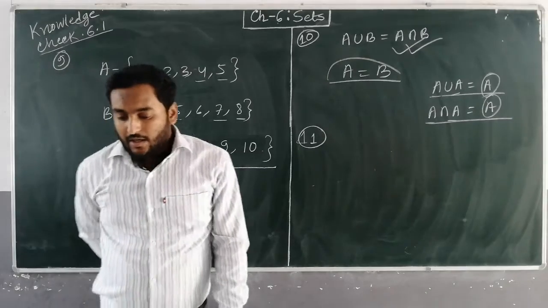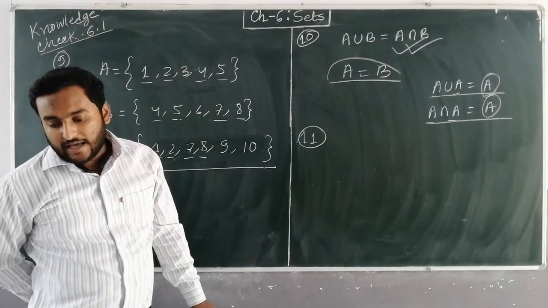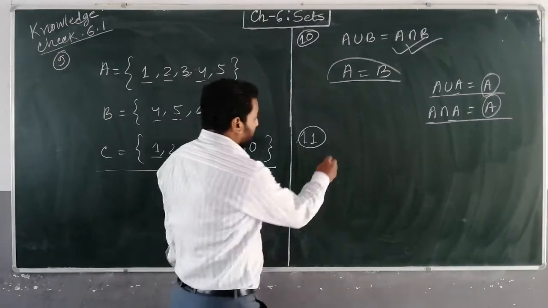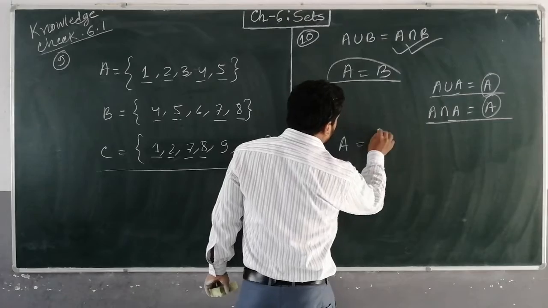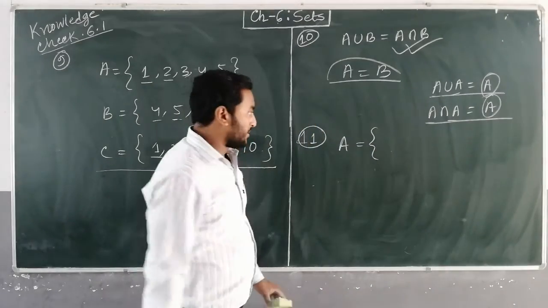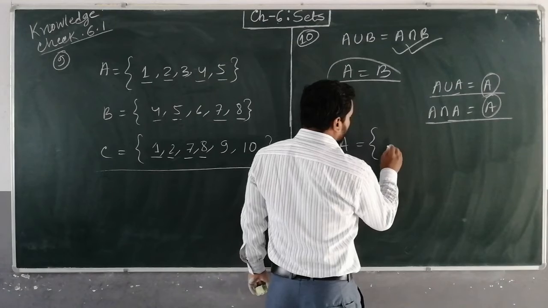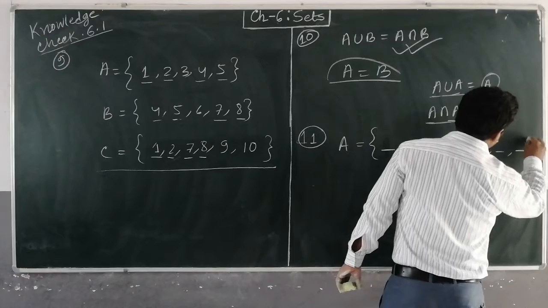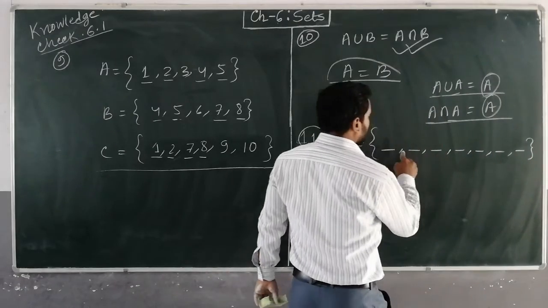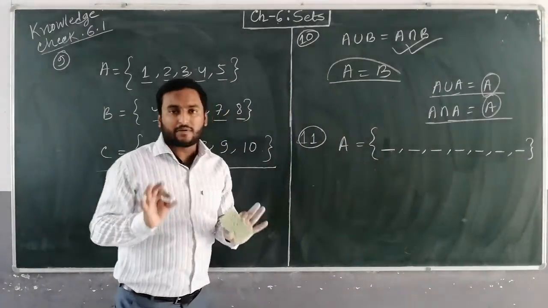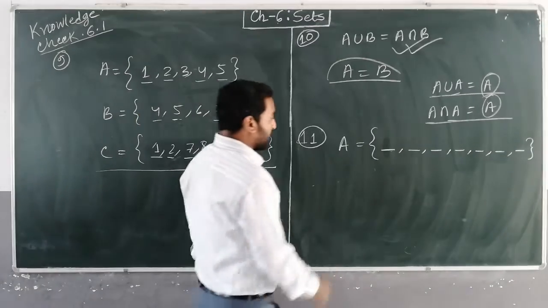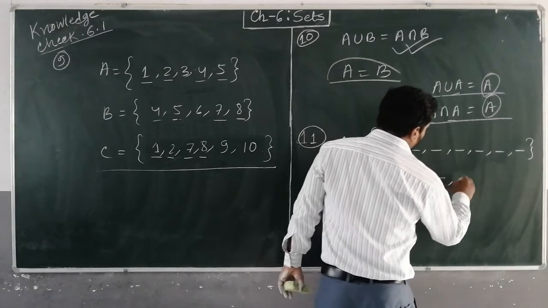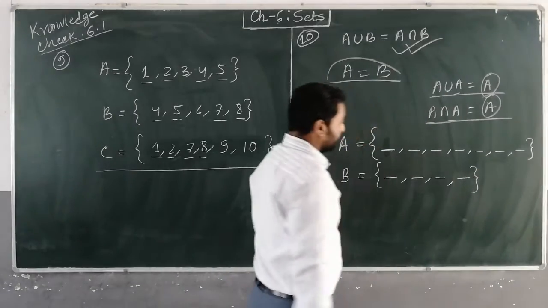Okay, what is given? Set A has 7 elements and set B has 4 elements. Set A has 7 elements: 1, 2, 3, 4, 5, 6, 7. We don't know what type of elements are there. And B has 4 elements: 1, 2, 3, 4.